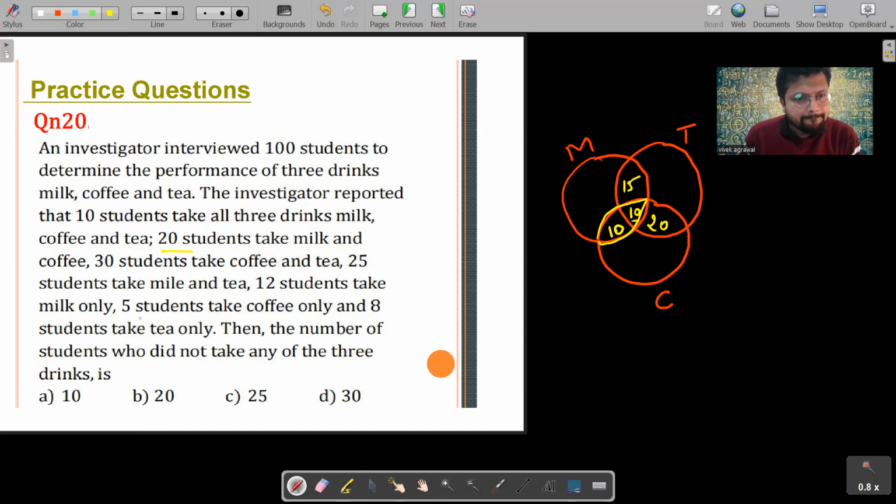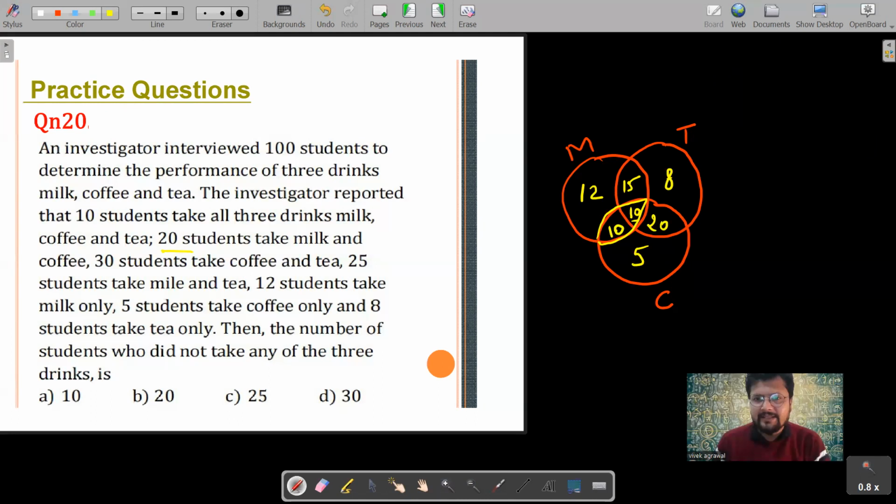Now, 12 students take milk only, so this is the portion of only milk. Then 5 take only coffee, and 8 students take tea only. So we need to find out the number of students who didn't take any, right?